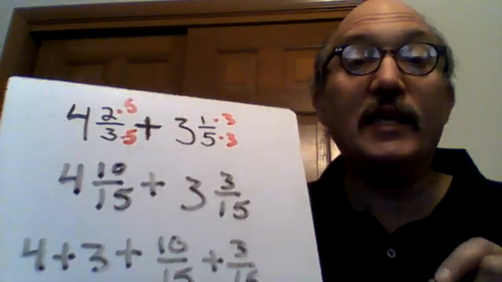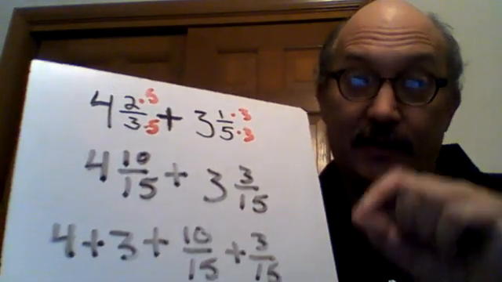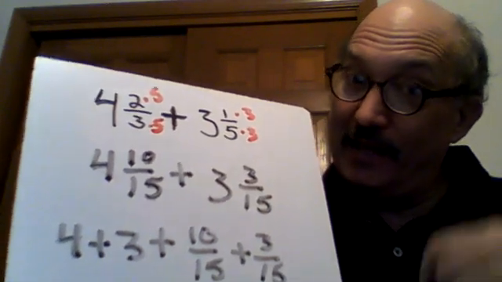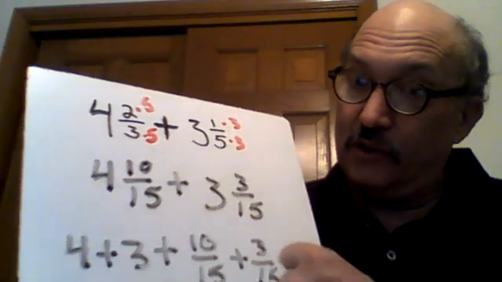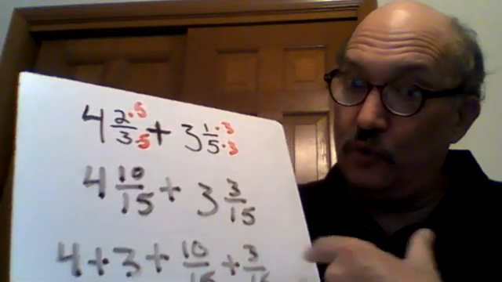This is a relatively easy one because the result did end up being less than 8. In the future, you might get a situation where you'll have to further simplify the mixed number that you end up with.